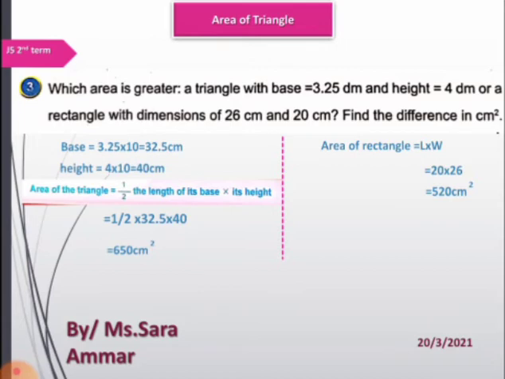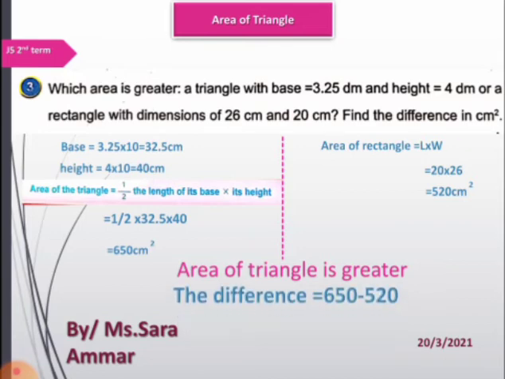Now you know the two areas, so you can compare, and don't forget to compare between them. Obviously 650 is greater than 520, which means that the area of the triangle is greater than the area of the rectangle. And he asks you also to find the difference in centimeters squared. So find the difference means you're going to subtract 650 minus 520, so you will get 130 centimeters squared.